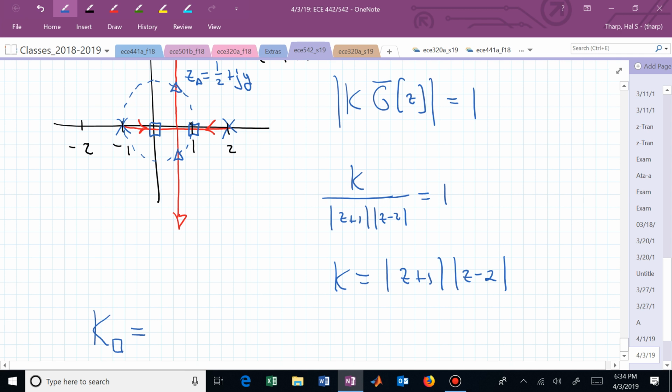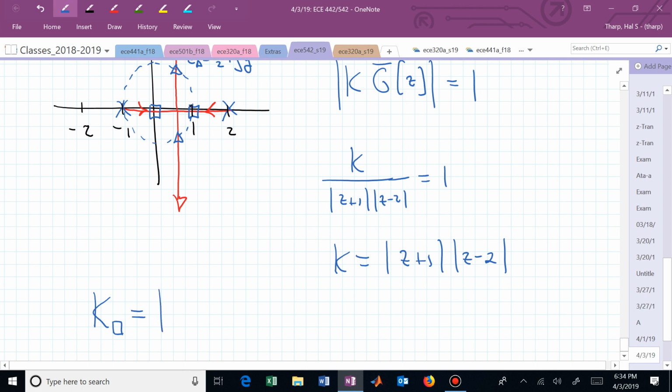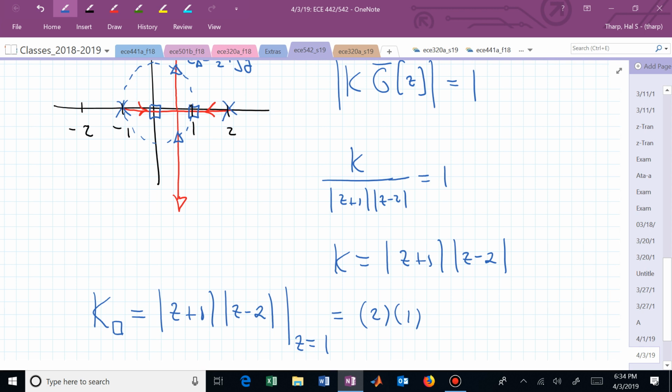So now I'm going to say K square. K sub square is this expression for the magnitude of K when z is equal to 1, right? That's when I'm going to be right at the edge of stability. So now I have, this one's 2, and the magnitude of that one is going to be 1, since 1 minus 2 is minus 1. The magnitude of minus 1 is 1. The lower limit of stability is 2.